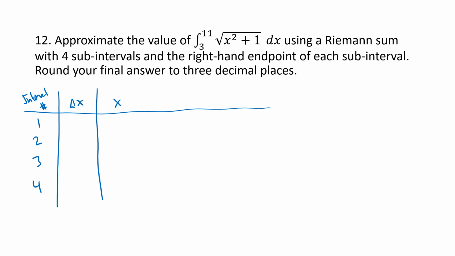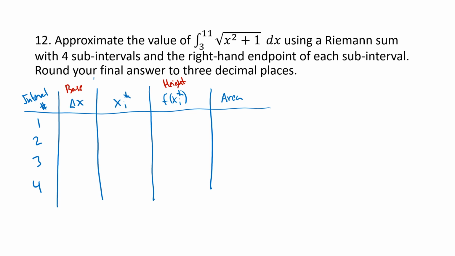We want to figure out the xi star. In other words, that's the number that we're actually going to plug into our function. And then the f of xi star, that's the actual height of my rectangle. And then the area of my rectangle is just going to be base times height. So this column's giving me my base, and this column's giving me my height.